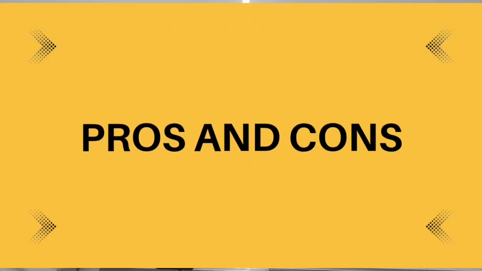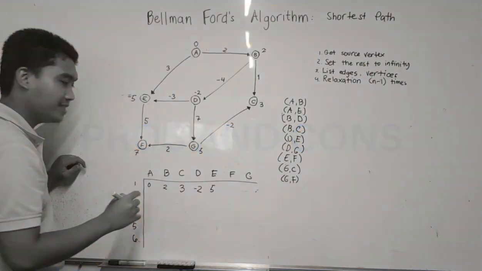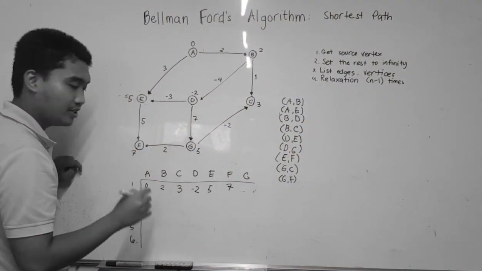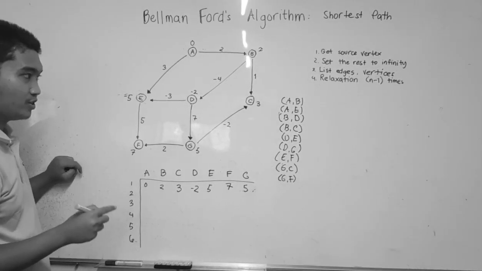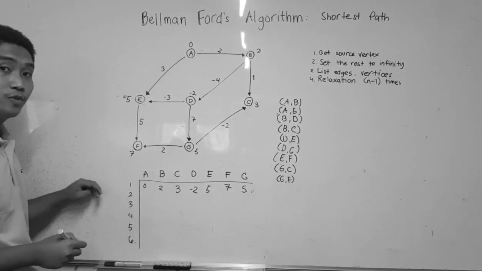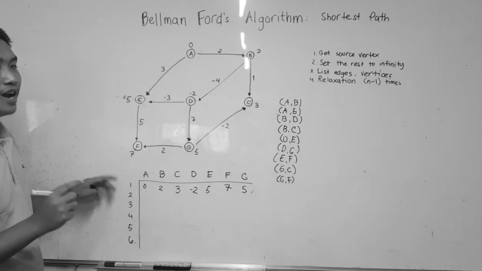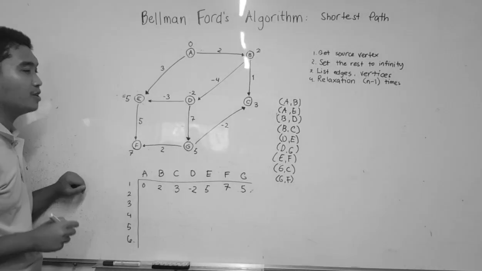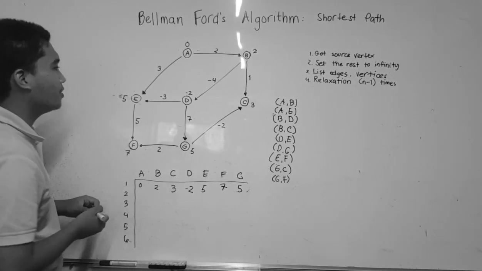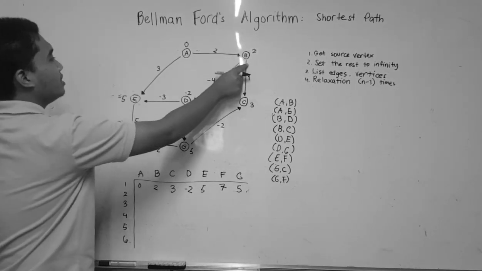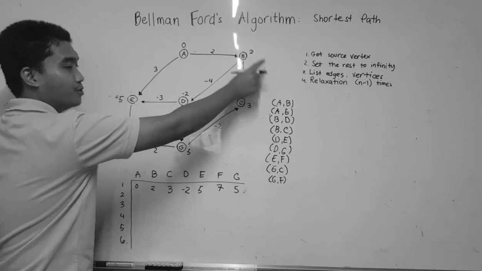Now let's look at its pros and cons. The pros of Bellman-Ford is that it accepts negative weighted values, unlike Dijkstra's algorithm. For graphs that contain negative edge values, arriving at the accurate shortest path using Dijkstra's algorithm doesn't work, so the Bellman-Ford algorithm is being used instead. The cons, however, have something to do with the negative values.